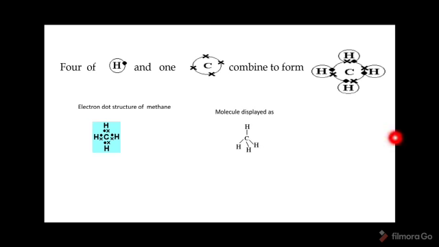This is about the formation of methane. 4 hydrogen and 1 carbon combine to form CH4. This is methane. Carbon has tetravalency. Carbon has 4 electrons. It shares 4 electrons with the 4 hydrogen atoms. They form methane. This is the electron dot structure of methane, displayed as C bond H, C bond H, C bond H, C bond H.